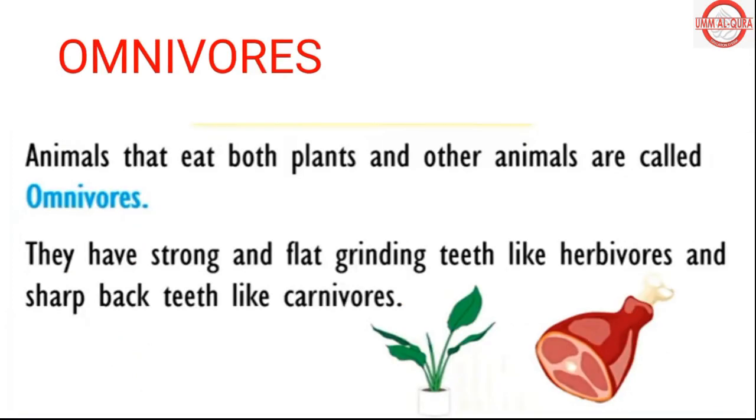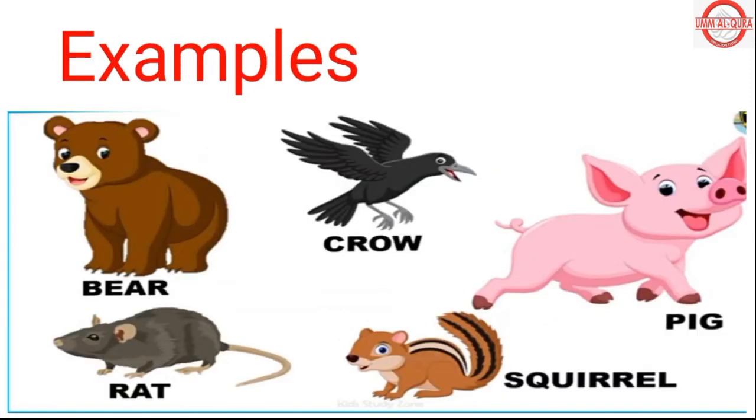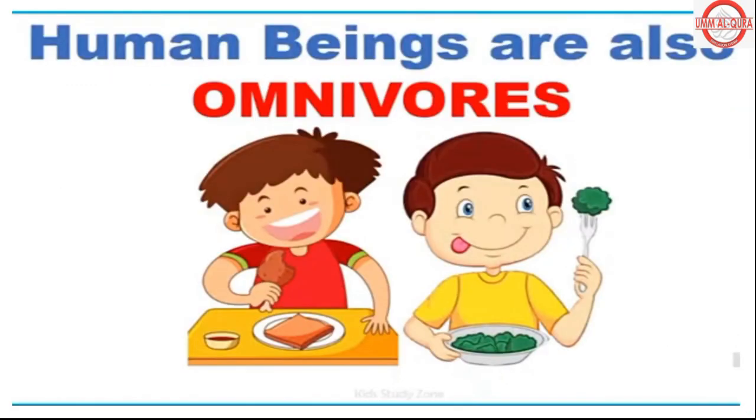Next one is omnivores. Animals that eat both plants and other animals are called omnivores. They have strong and flat grinding teeth like herbivores and sharp back teeth like carnivores. Now we see the examples: bear, crow, pig, rat, squirrel are the examples of omnivorous animals. Human beings are also omnivores.